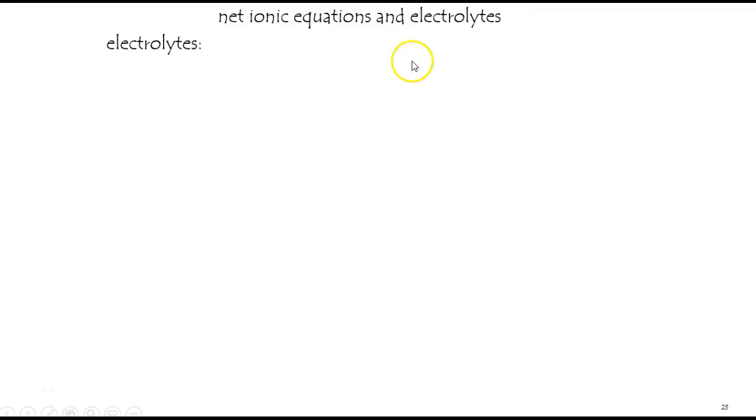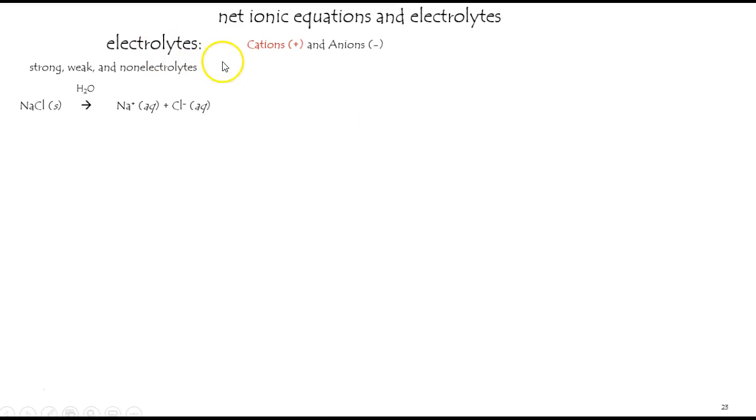Hey, this is Dr. B, and let's take a look at net ionic equations from the point of view of electrolytes. The big point we're going to make is that if it's an electrolyte, you include it in a net ionic equation, but only if it's strong. If it's weak or non, we write it as its non-dissociated counterpart, as we should, since that's what's actually in solution. Electrolytes can be either cations or anions.